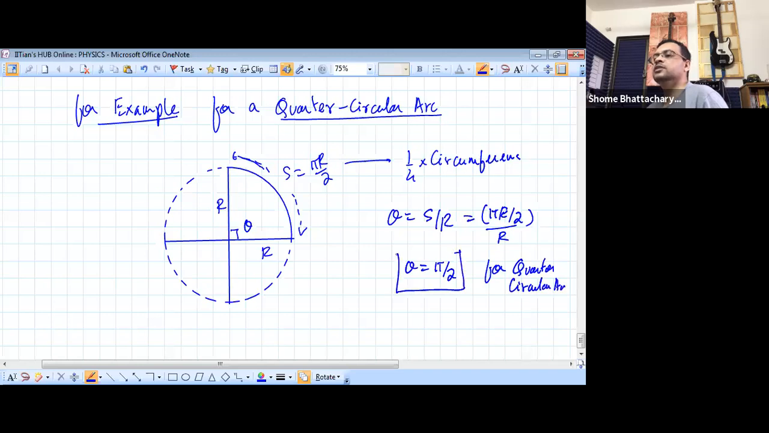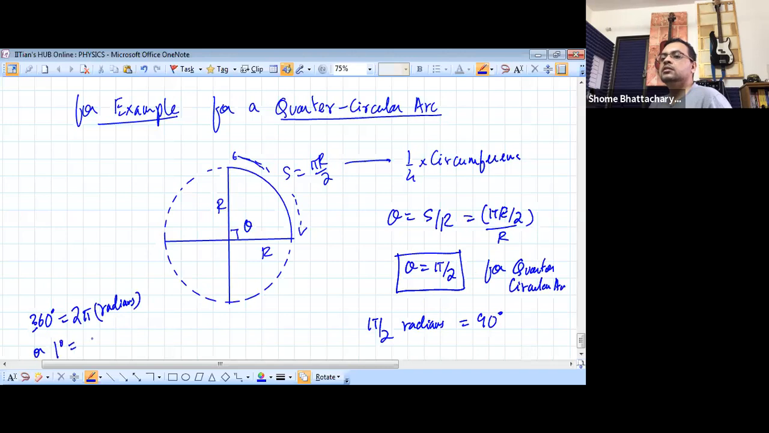And that pi by 2 is nothing but 90 degrees. Pi by 2 radians is equal to 90 degrees, because you know that 360 degrees is 2 pi radians. This is the unit of conversion. Or 1 degree is 2 pi by 360 radians. So 90 degrees is nothing but pi by 2 radians. So understood this example, no?